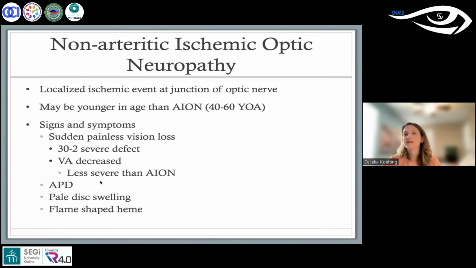These patients, it's a diagnosis of exclusion, but it's a localized ischemic event at the junction of the optic nerve. As mentioned, typically younger in age than an AION. Sudden painless vision loss. They're going to have a less severe defect as far as the vision than an AION, but the vision will still be affected. They possibly have an APD. Most often they do. They'll have pale disc swelling and some flame-shaped hemes. And the pale disc swelling is different than the patient that we have, which had a hyperemic disc swelling.